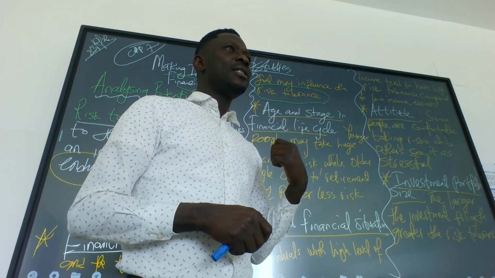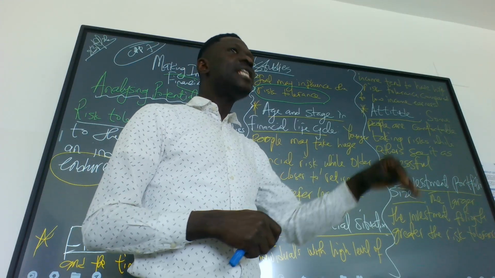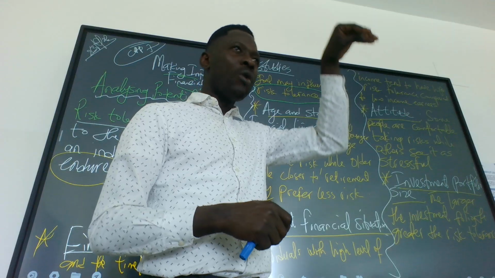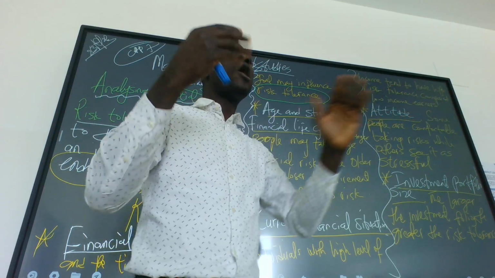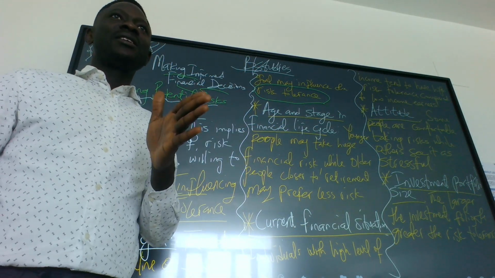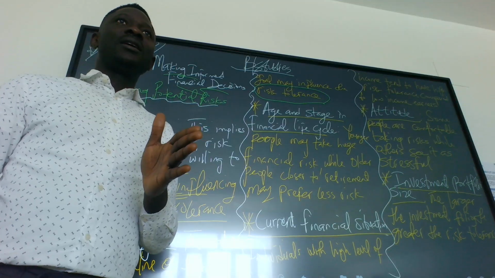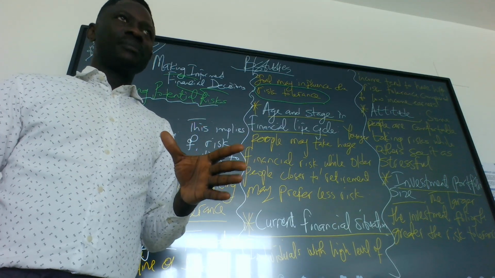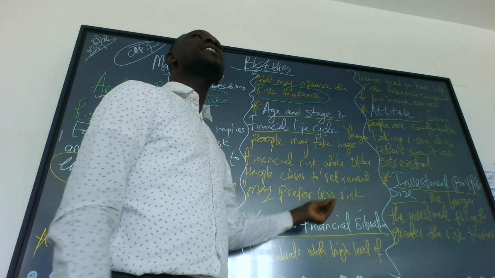Do you understand the age and stage here? So the age and stage is about how old you are and how many years you have left to work. Do we get it? The next one is current financial situation.